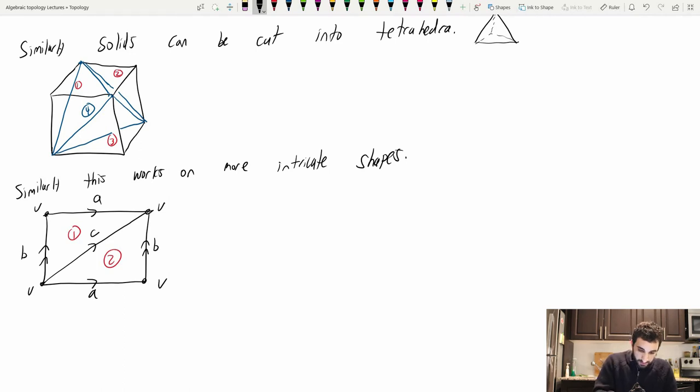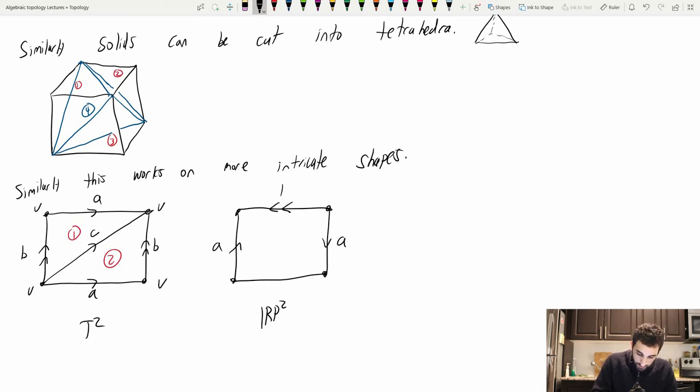So this also works on, for example, our non-orientable surfaces. This was T2, and here is RP2. A, but then A glued backwards, and B, but then B glued backwards, and you can do the same exact thing. And this will work for any surface. Remember, all of them have these nice polygonal representations, and so if you cut that polygon into triangles, when you start gluing things up, you don't really ruin it.